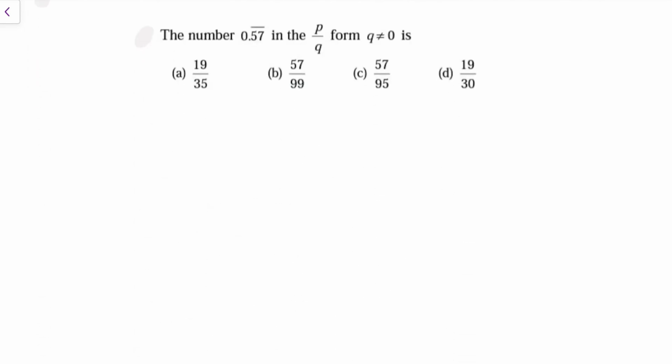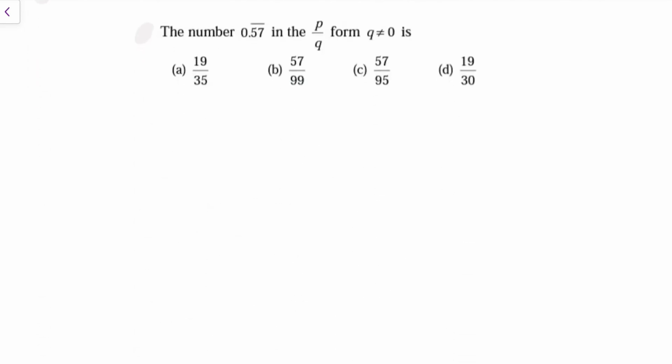Next, the number 0.57 whole bar. In the previous case, the bar is for only the digit 7, whereas in this case, the bar is for 5 and 7 both. So first take the given question as x. x is equal to 0.57 bar, for both, right? So 57, 57, 57 and so on. Here 2 digits are repeating, so we need to multiply with 100.